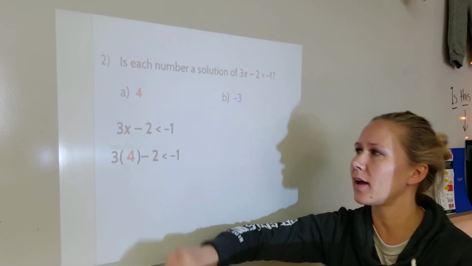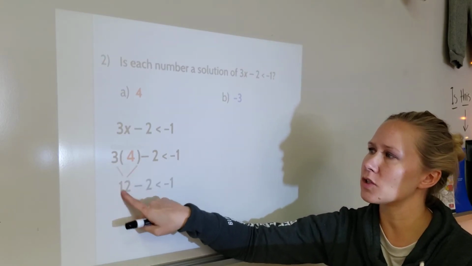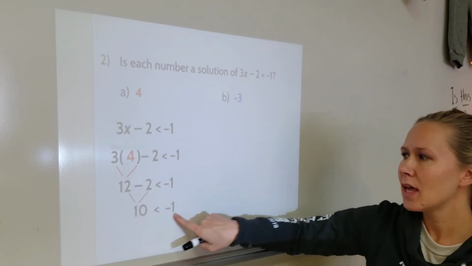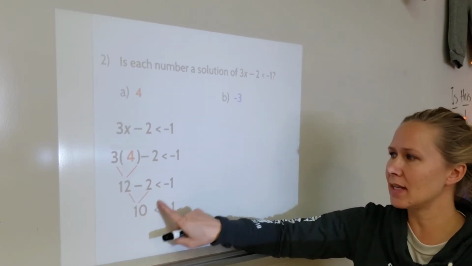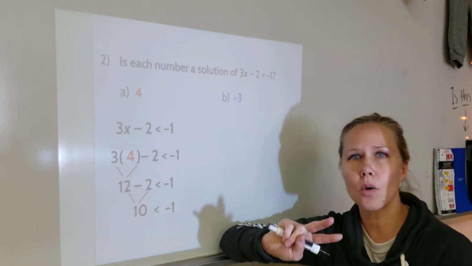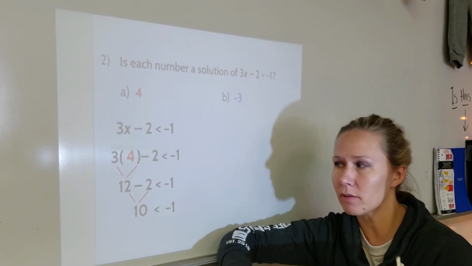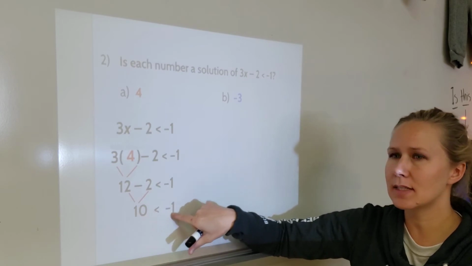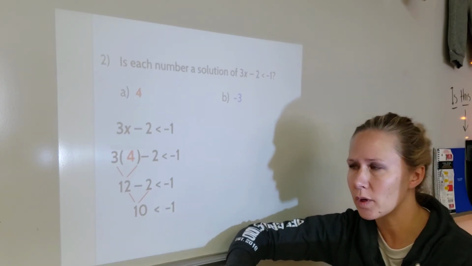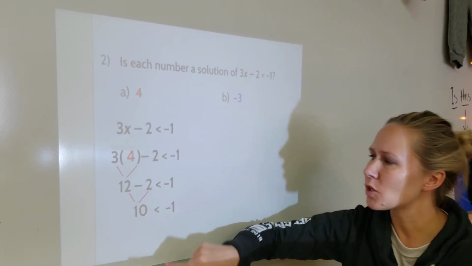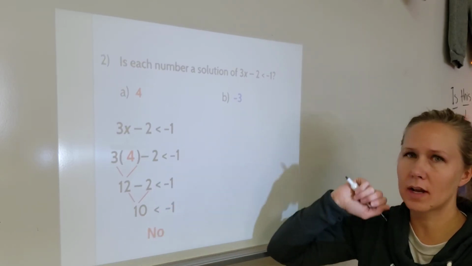Well, let's simplify a little bit. 3 times 4 is 12. Bring everything down. 12 minus 2 is 10. Now I have a statement here. 10 is less than negative 1. Now when you start to compare, you can think about that big mouth eats the bigger number, right? This is saying 10 is less than negative 1. Not true. Do you see how the big mouth is opening to negative 1? That's not bigger. So the answer to this would be no. 4 is not a solution.